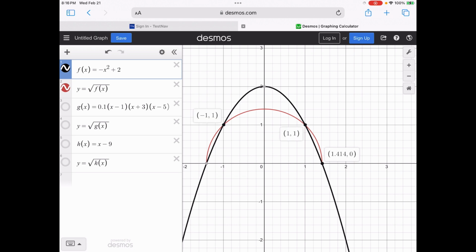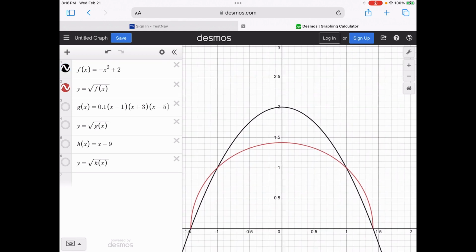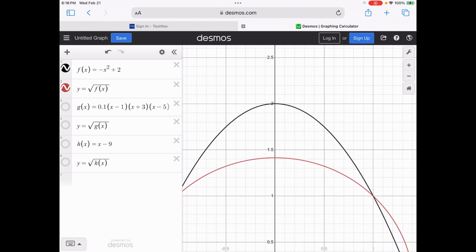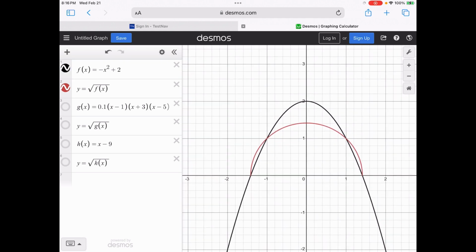Cool, right? Okay, the other interesting thing, square root of 2 is about 1.41. You can test that for yourself on your calculator. Look, square root of 2, 1.41. Okay, let's look at a couple others.